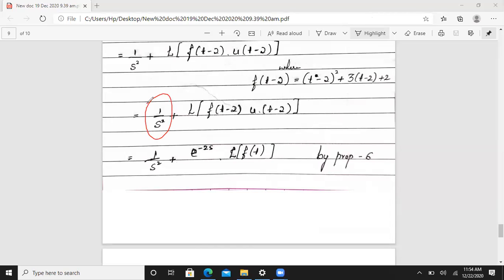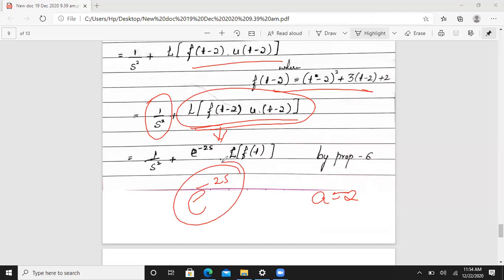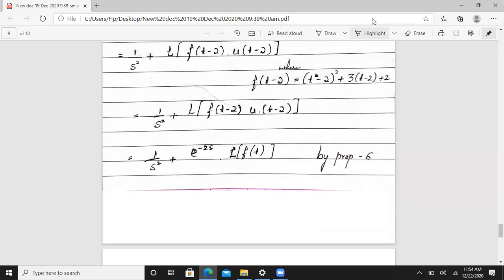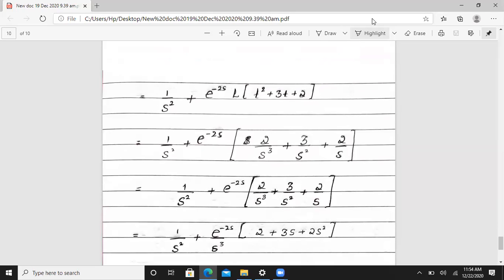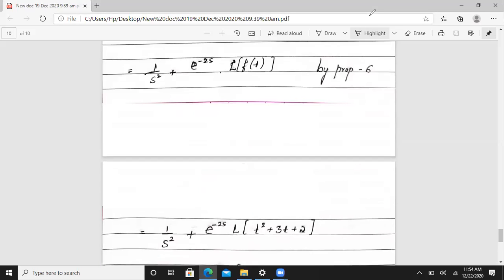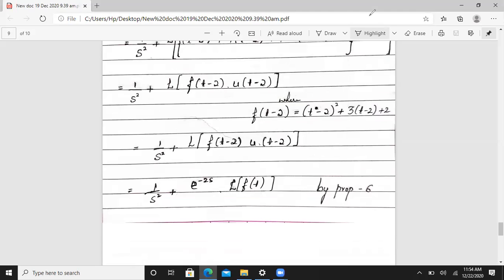This 1 divided by s square function stays as it is, plus the Laplace transformation of f of t minus 2 into u of t minus 2. This we will write directly as e to the power minus 2s, because the shift value is 2, into the Laplace transformation of f of t as it is. Here we have the Laplace transformation of f of t function.